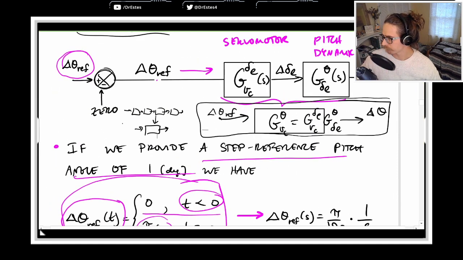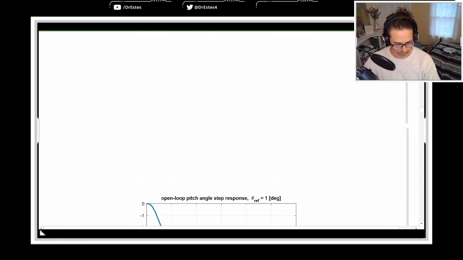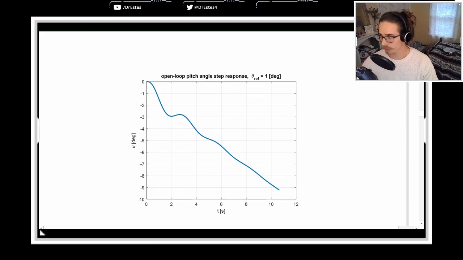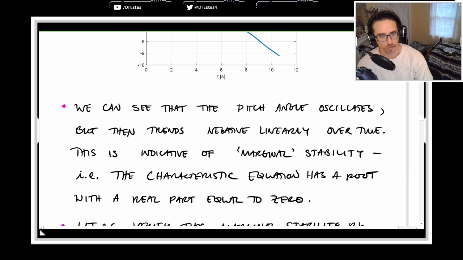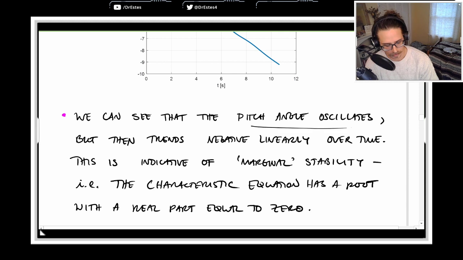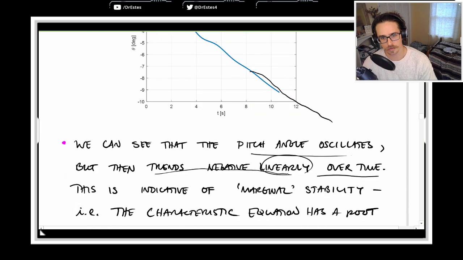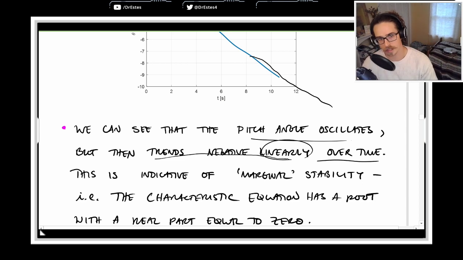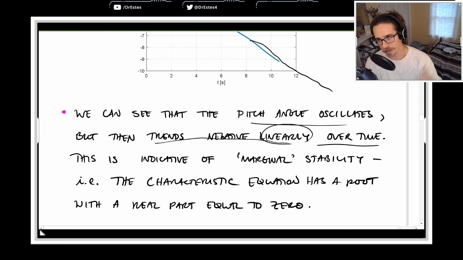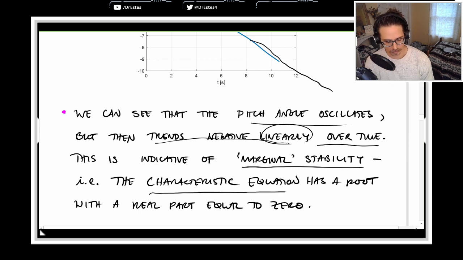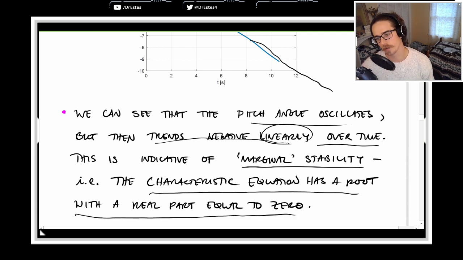All right, let's talk about that for a second. Here's a zoomed in portion. We can see that the pitch angle oscillates a little bit at first. You see some initial oscillations, but then it trends negative linearly over time. Eventually it becomes a straight line where the pitch angle continues to move in the same direction at the same rate. It doesn't grow exponentially. When you see this, where it's not exponentially decaying but just coasting off, that's indicative of marginal stability, which you've probably heard in a dynamic systems class. What it means is the characteristic equation has a root with a real part equal to zero, so it has one or more roots on the imaginary axis.